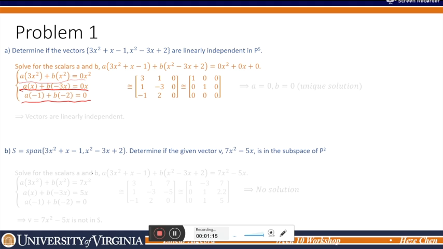Solve these equations in the matrix form. We will get this as our reduced echelon form. Then we will know a is equal to 0 and b is equal to 0, which is the unique solution. Thus, these two vectors are linearly independent.